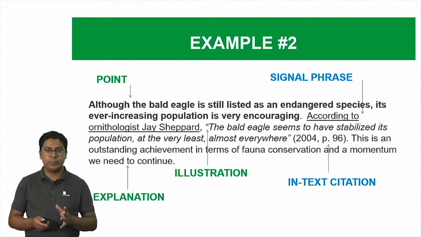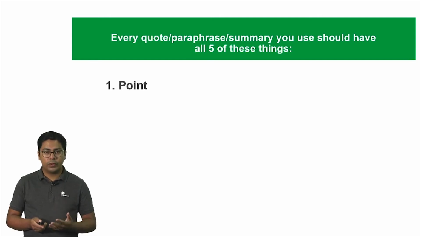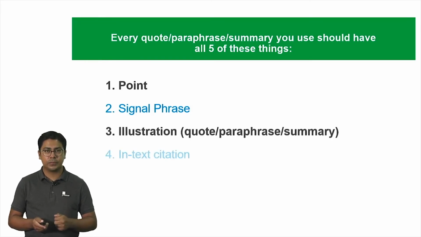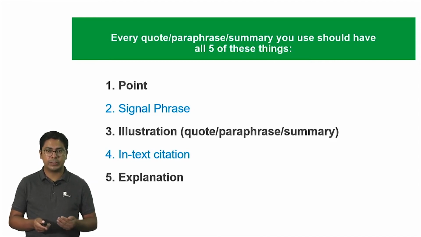So we have our three parts of PIE, but also it's very important to introduce these two elements to the paragraph. In every quote, paraphrase, or summary that you use or that you write, you should have these five elements. First, the point, the signal phrase, your illustration, in-text citation, and explanation. So points 1, 3, and 5 represent our PIE, but in between each element we see the signal phrase and the in-text citation, which are necessary to give credit to the author, which is very important in an academic paper.